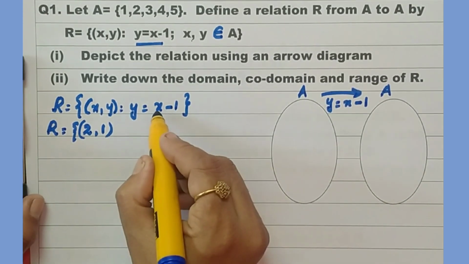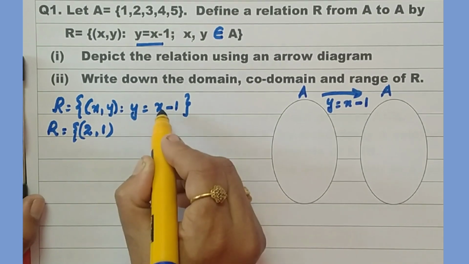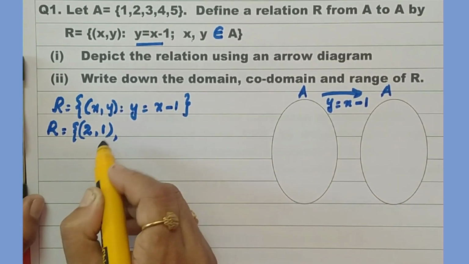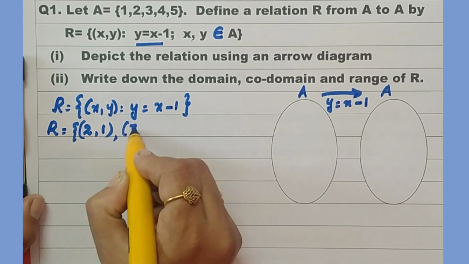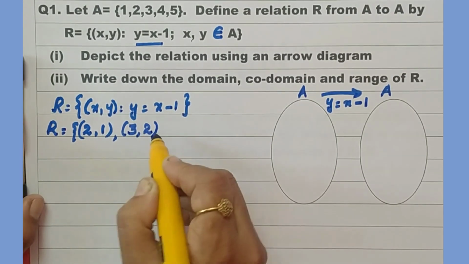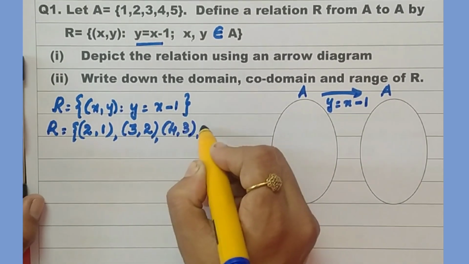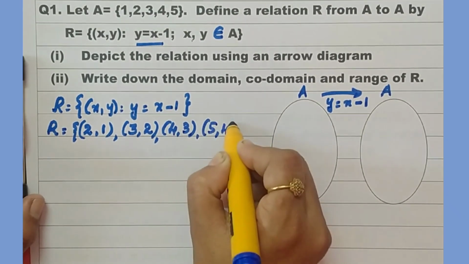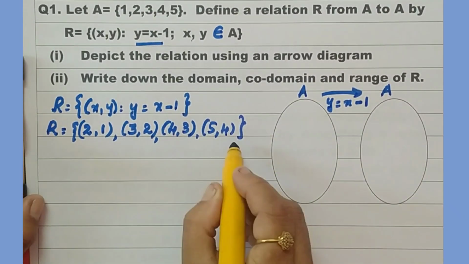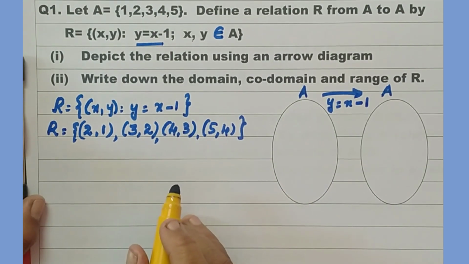When x becomes 2, what happens to y? y equals 2 minus 1, which is 1. When x becomes 3, y becomes 2. When x is 4, y becomes 3. And when x is 5, y becomes 4. These are the only possible elements in the relation R.